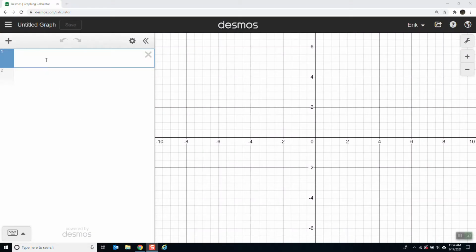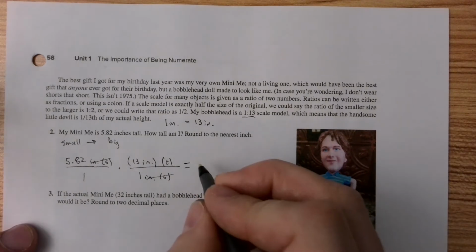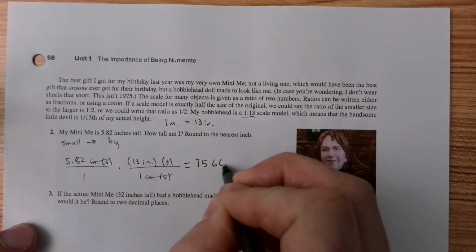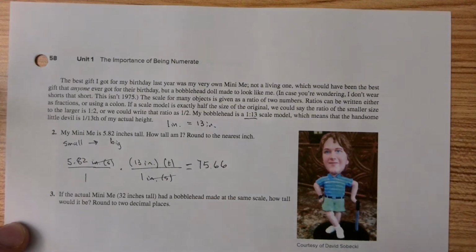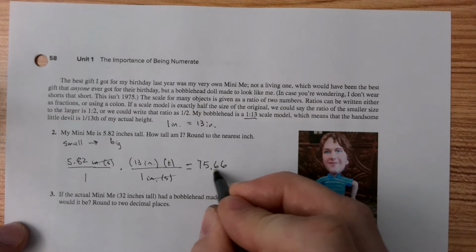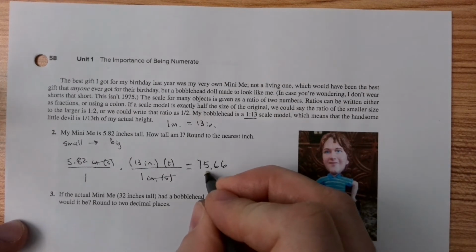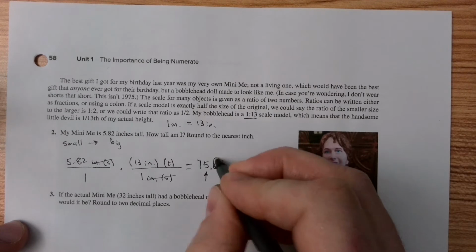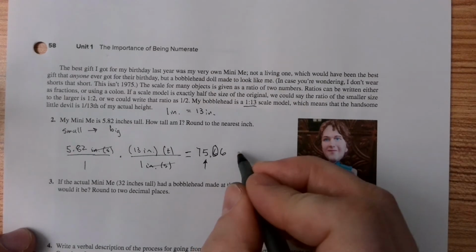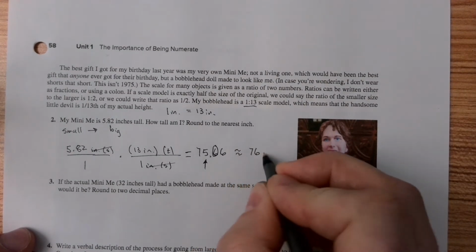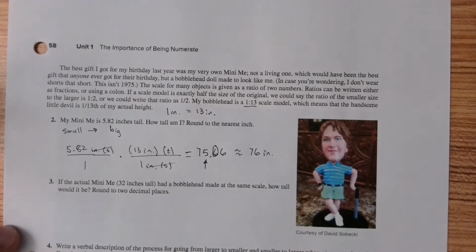Jumping to our trusty Desmos, we're going to take the 5.82 inches of the small person. I'm going to hit Shift 8 for multiplication times the 13 inches for the tall person. That means we get 75.66 inches is the height of our author. Now we are to round to the nearest inch, right? So this is fractions of an inch here at the decimal. We're going to round to this decimal place and look at this number. Note that it's larger than 5, so he's approximately 76 inches tall.